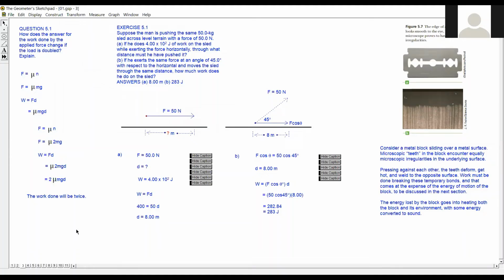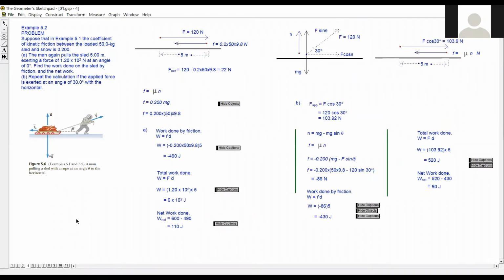At work done. But this time we are going to relate the work done with energy, kinetic energy, potential energy, right? Okay, so you read example 5.2.